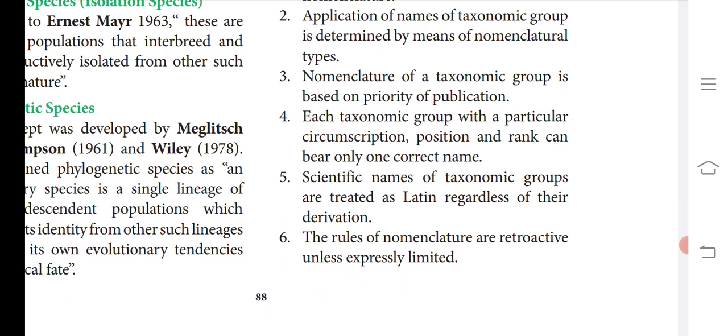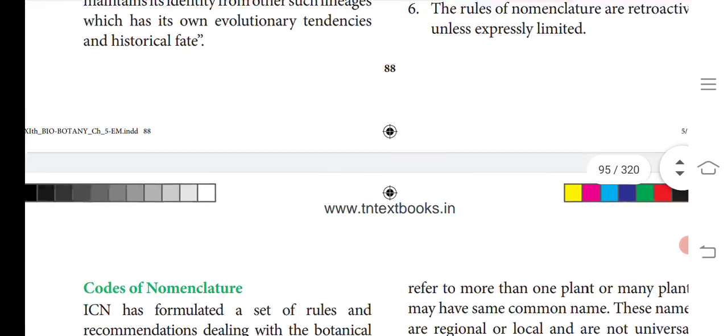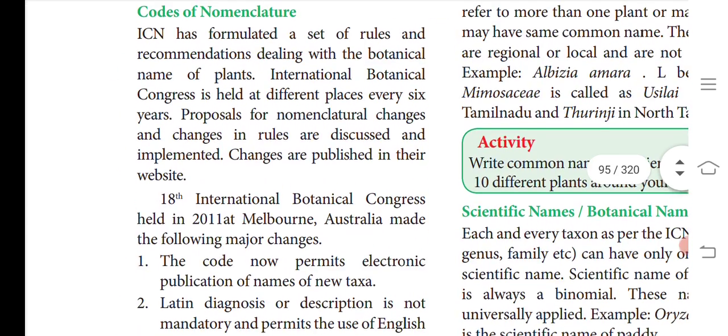That is what it means by priority given for the publication. Each taxonomic group with a particular circumscription and position rank can bear only one correct name. We cannot give 2 names for one plant. That is what is explained in the 3rd point. Scientific names of the taxonomic groups are treated as Latin regardless of their derivation. Wherever it comes from, whether the southern or the eastern areas, it is named in Latin only, as it will be common for all the people worldwide. The rules of nomenclature are retroactive unless expressly limited.